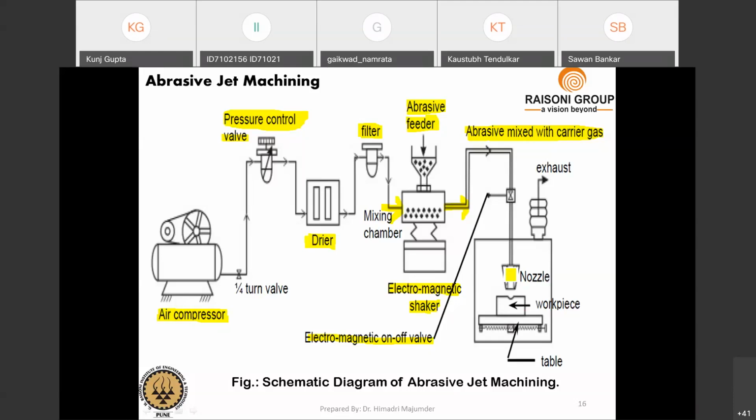Through fracture of the work surface in this way, a small part of the workpiece is dislodged from the work surface, and as you know, the carrier gas pressure is there, the jet is there. So under that pressure, the dislodged particle will get removed from the work surface.